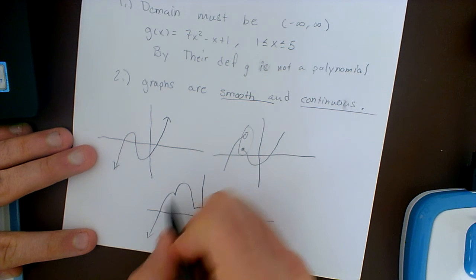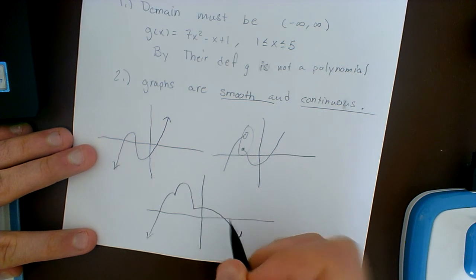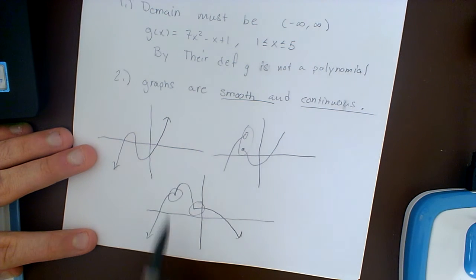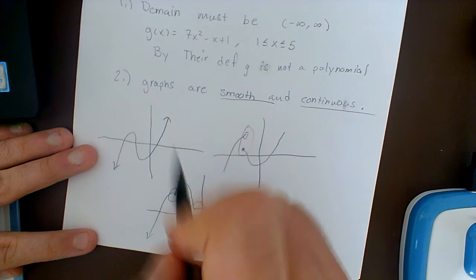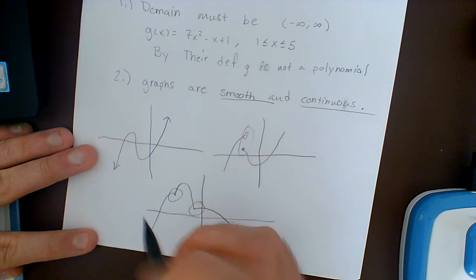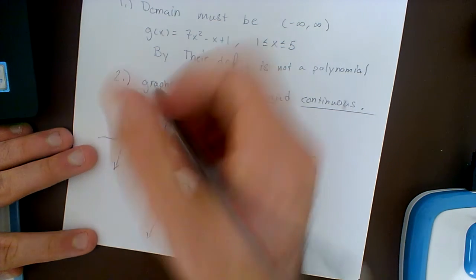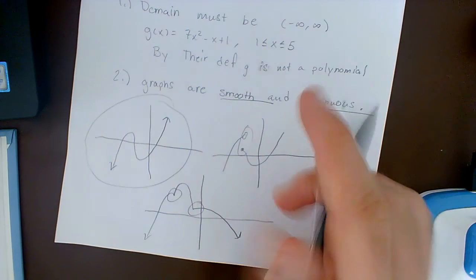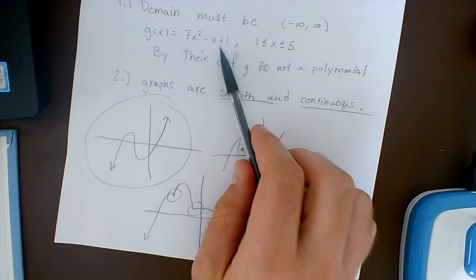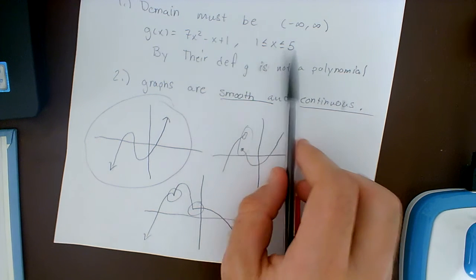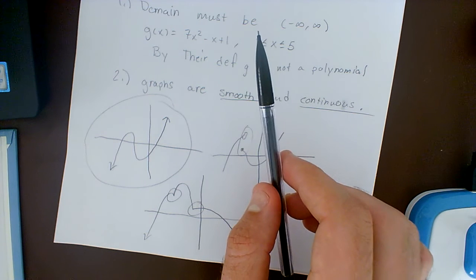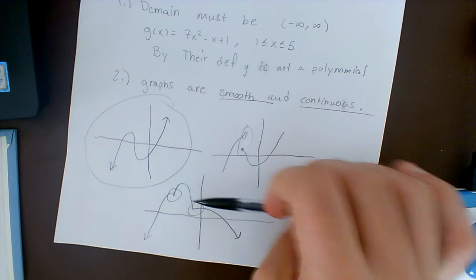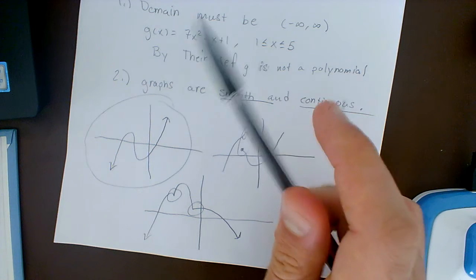This one is also continuous because I can draw it without picking up my pencil. But look at these points here. This one's a cusp and this one's a corner. It's a sharp turn. So that's kind of what smooth looks like on a graph. Okay, so polynomials all have this kind of graph shape. By their definition, that's why this one wouldn't be a polynomial, because it has these sudden stops and starts at 1 and 5. So those would be considered cusps and or corners.